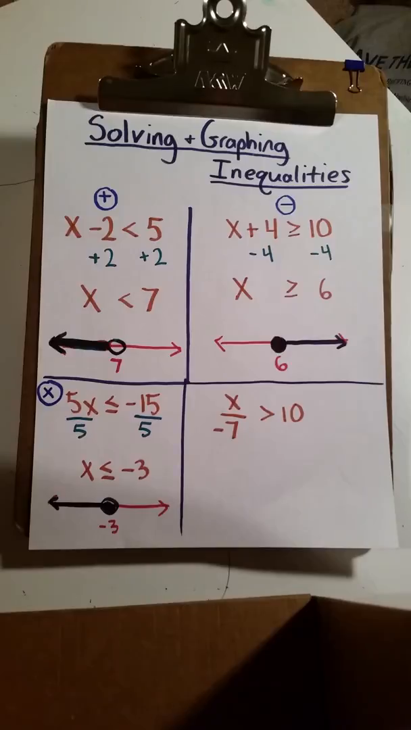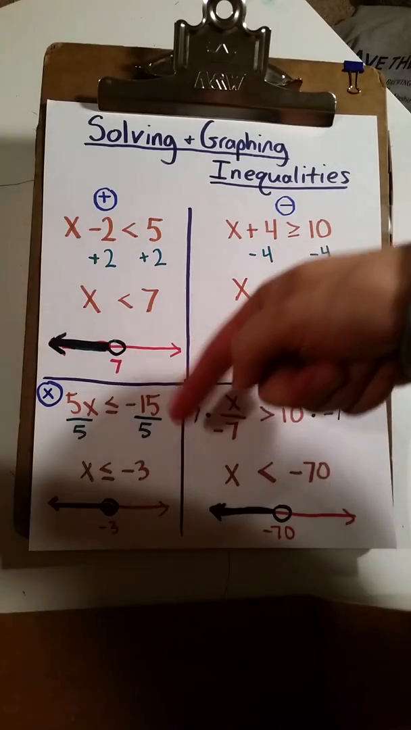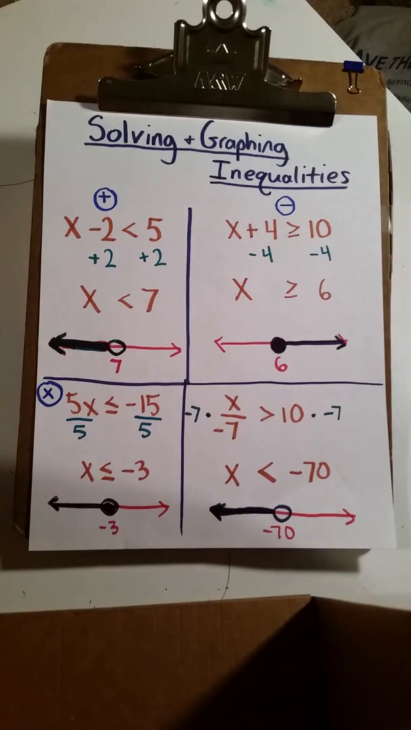On our last example, we have x divided by negative 7, so we need to multiply by negative 7. Because we're multiplying or dividing by a negative, our inequality sign will flip. We end up with x is less than negative 70. To graph it, we put a dot at negative 70. We don't fill it in because it's not or equal to, and we shade to the left because our variable is on the small side of the inequality.